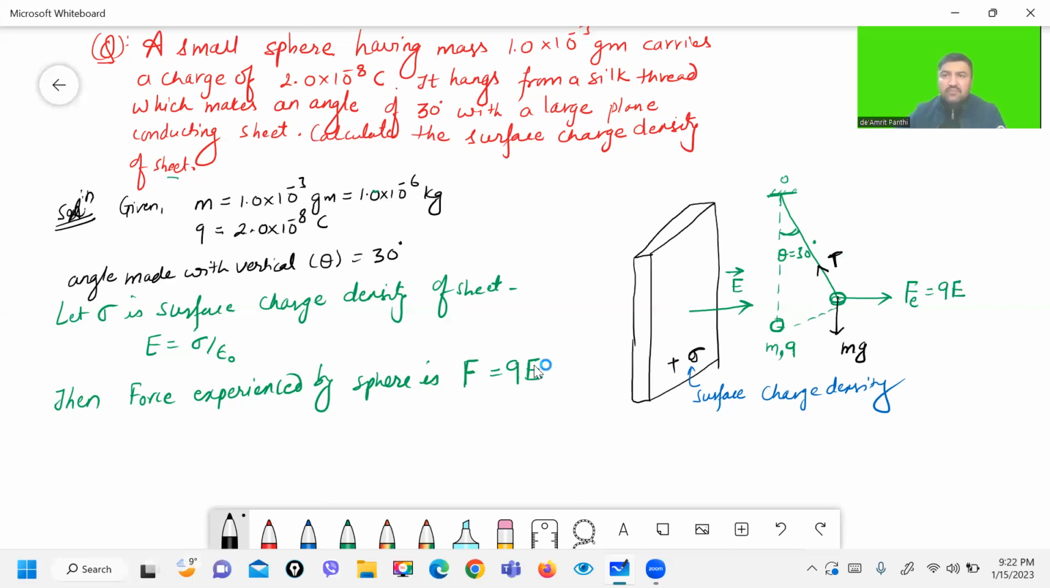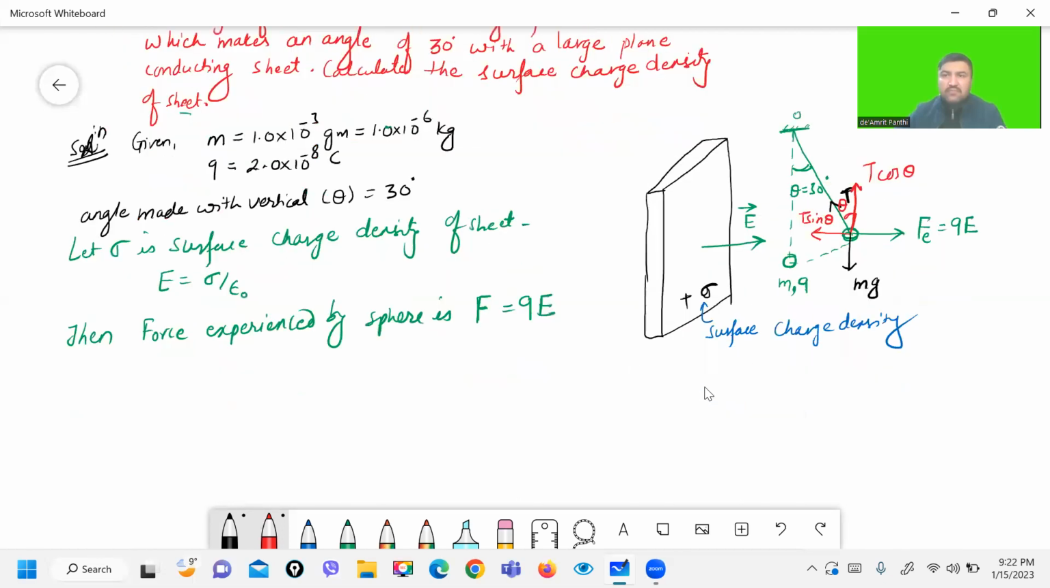For this, let's resolve the tension T into two perpendicular components. One is T cos theta, perpendicular to the electrostatic force. Theta is the angle between this perpendicular line and the tension T. The other one is T sin theta, which is opposite to the electrostatic force.